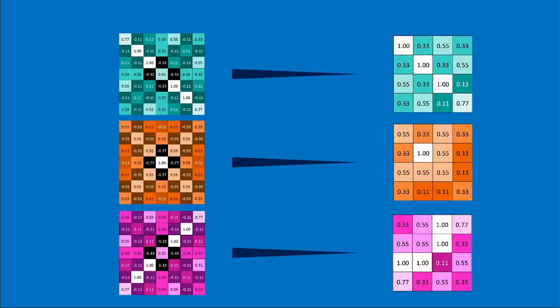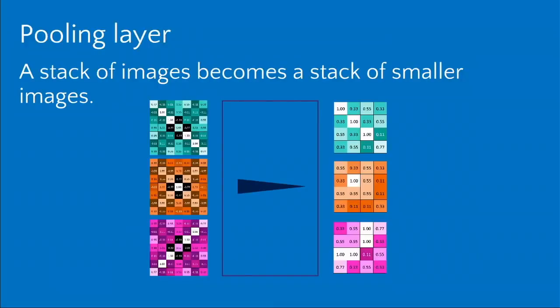And we can just represent it with this little shrinking arrow. We can do this with each of our filtered images. And again, you see that very roughly the pattern of the original is maintained. So in a pooling layer, a stack of images becomes a stack of smaller images.